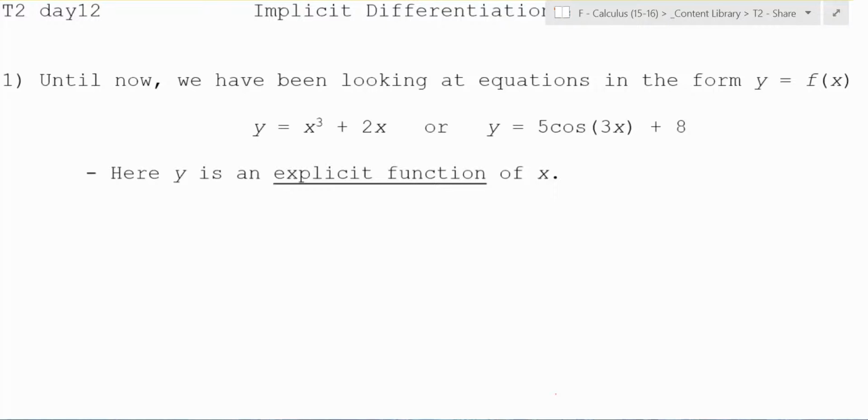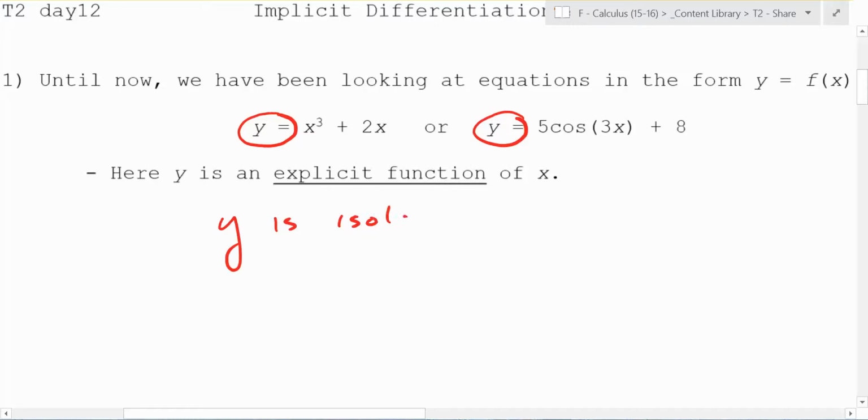What's the structural similarity between those two functions? What's the same about both of those lines? Both equal y. This is the key here. They both equal y. Y is isolated. Is it possible to write a phrase where y isn't isolated? Absolutely. So y is isolated.